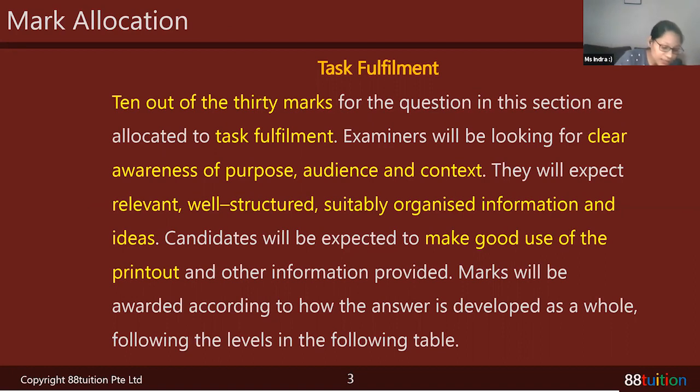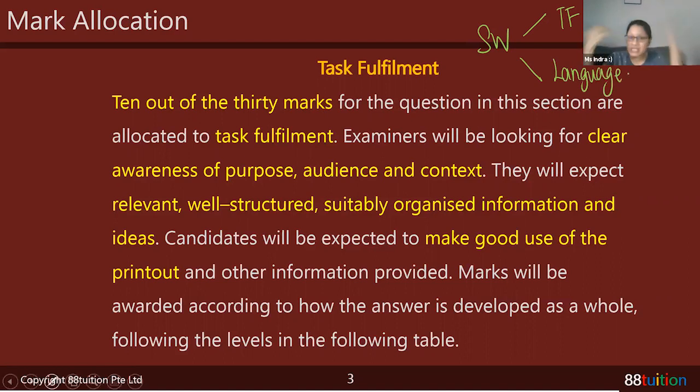Okay, so over here, we know that our situational writing, let me change the font, is actually made up of two different components. We have our task fulfillment as well as our language. So most of the time, even though it is not explicitly said, task fulfillment is out of 10 marks, language is out of 20 marks. We have a total of 30 marks for situational writing.